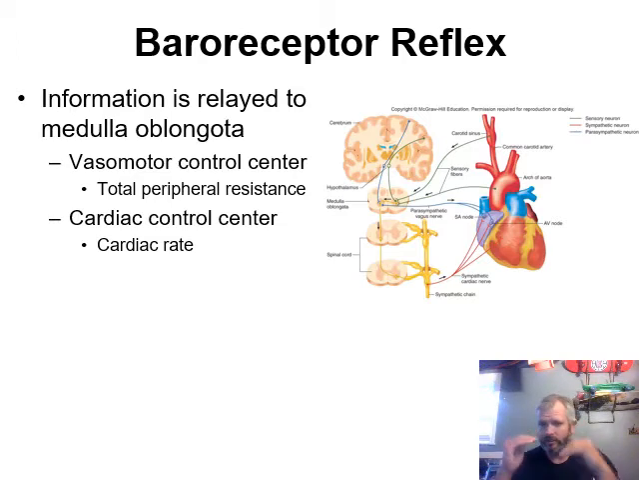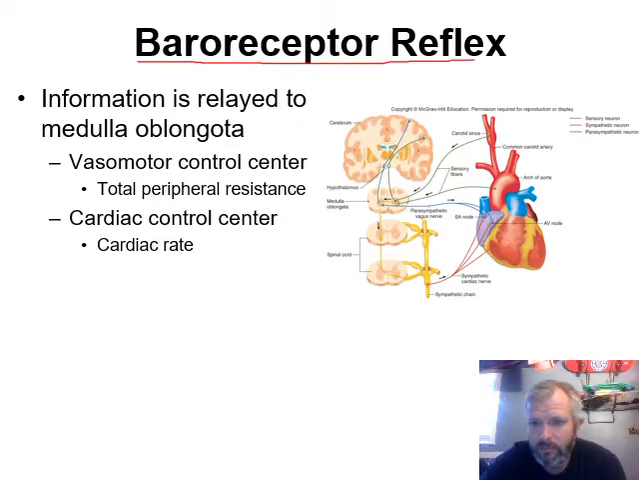Because changes are taking place in the body. If you're exercising, blood pressure is going to be going up. Also, if say you're laying and you stand up, you get a sudden drop in blood pressure. Your body needs to react to counteract this drop in blood pressure. So first we need something to sense what the blood pressure is, and that is the function of the baroreceptors.